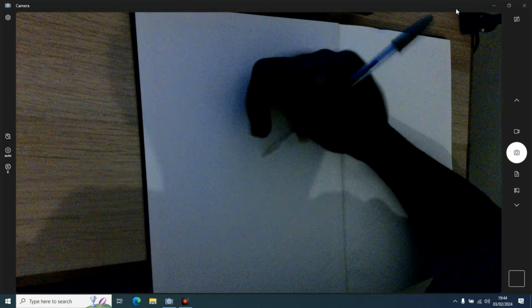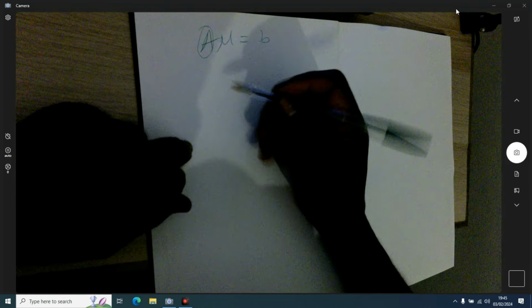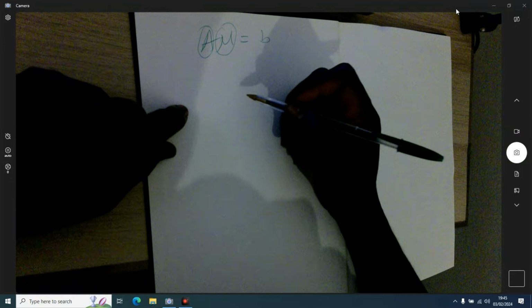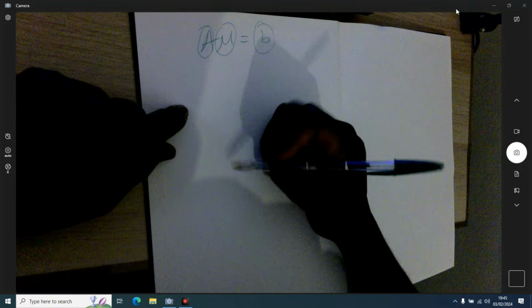So let us see. The summary of this model is very simple. Remember, the model is A new equal to B, where A is our computational problem and new is the solution to that problem. Because if any problem exists, there must be a solution to it. But we don't know that solution. But we expect to get something from the problems and the solution.